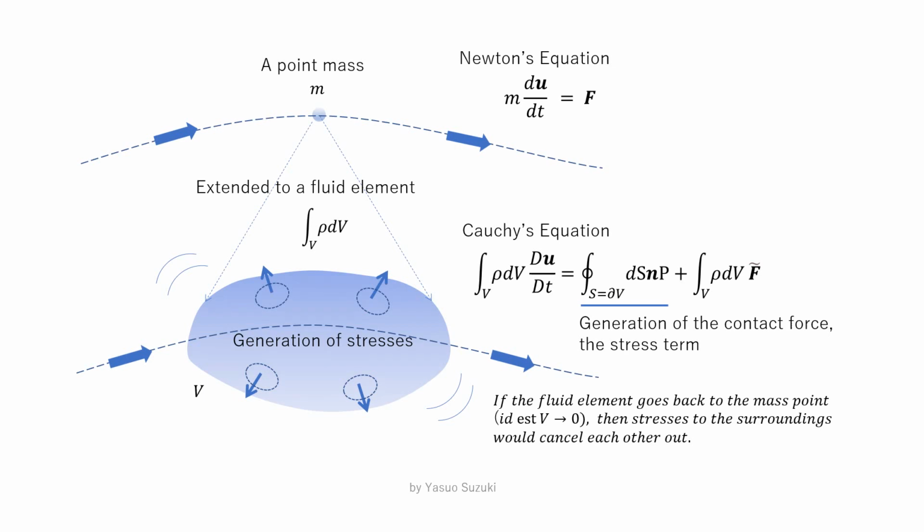Cauchy's equation describes the transport of momentum in an arbitrary continuum. This equation can be regarded as an extension of Newton's equation from a point mass to that of an extended object, a fluid element. A fluid element has a certain volume and flows through deformation, changing the mass field and the velocity field. Each point on its surface is subjected to stress from the surroundings. So, as a reaction, in Cauchy's equation, the term of contact force is added to Newton's equation.